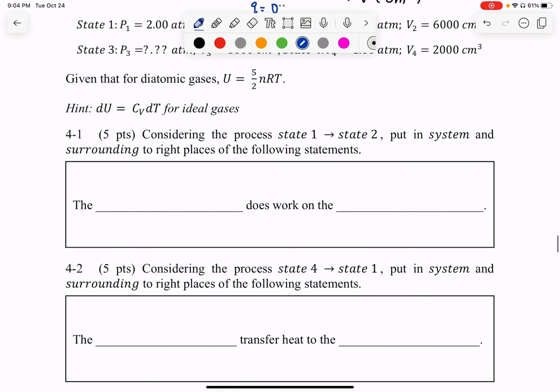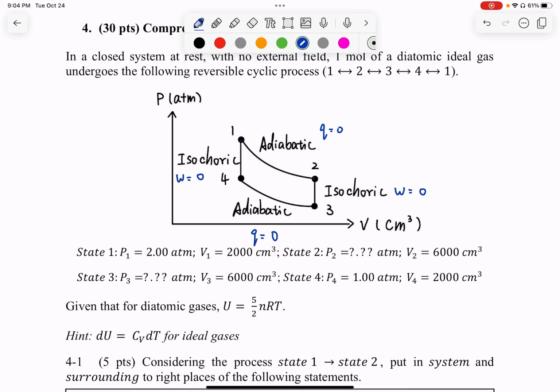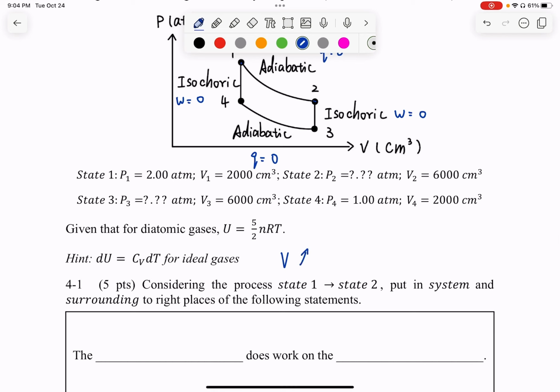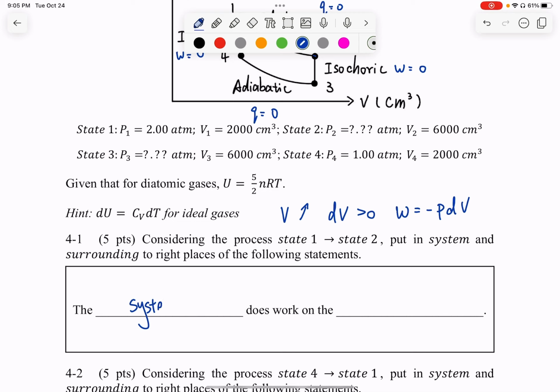Considering the process from state 1 to state 2, we want to know whether the system is doing work on the surroundings or the surroundings are doing work on the system. In this case, from 1 to 2, we see the volume is increasing, right? So that tells us the change of volume in this process is a positive number. So our W equals negative P dV. Since pressure is positive and dV is positive, work is a negative number. And a negative work means my system is doing work on the surroundings.